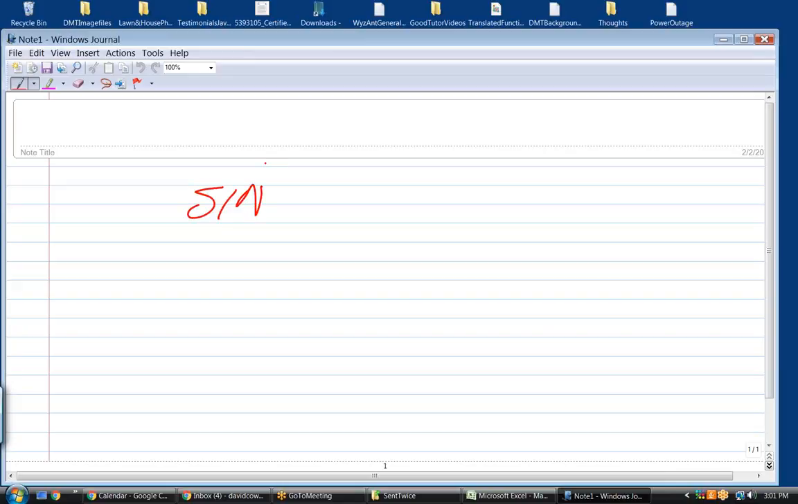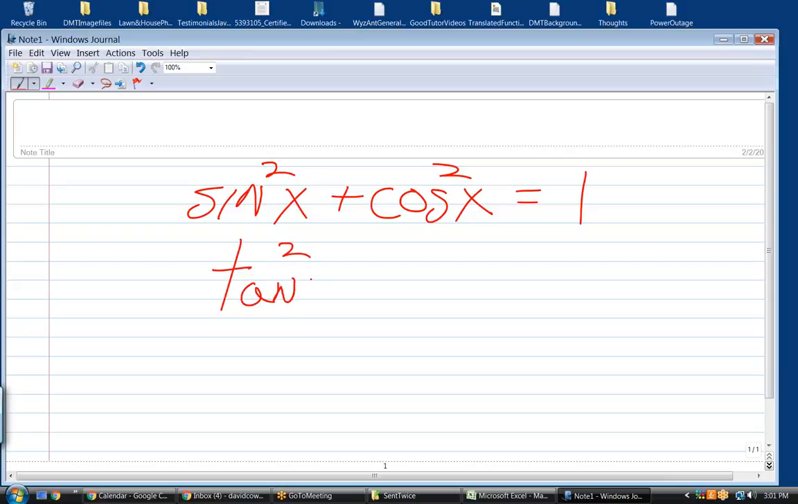A squared plus b squared equals. Well, no. This is the first one: sine squared plus cosine squared equals 1. And then 1 plus... The next one has tangent in it. You're correct, it's tangent squared of x plus 1 equals secant squared.